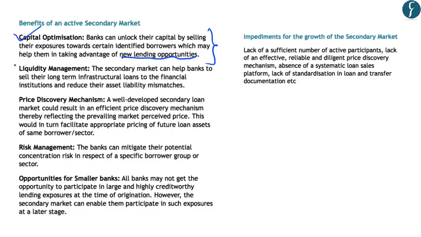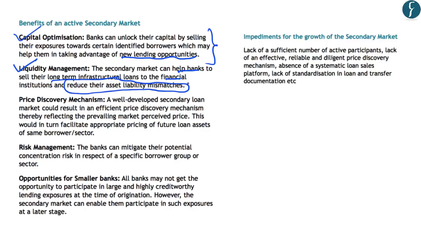Second is related to liquidity management. We already know that infrastructure loans are generally long-term loans. However, the banks have limitations on providing loans for only a limited period of time, let's say about 5 years. However, infrastructure projects have a long gestation period, including 10 to 15 years of project life. So in such a scenario, the secondary market can help the banks to sell their long-term infrastructure loans to the financial institutions and reduce their asset liability mismatches.